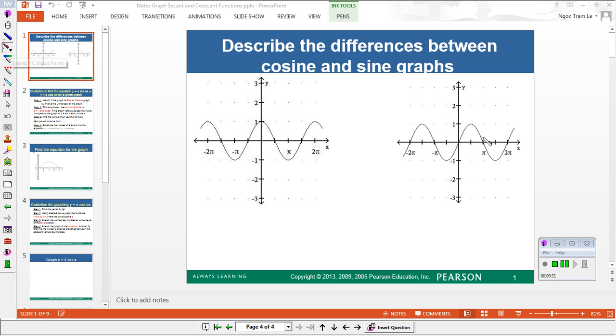You can see that the two graphs do not have the same y-intercept. On the first graph, the y-intercept is 1. And then for my second graph, the y-intercept is 0.